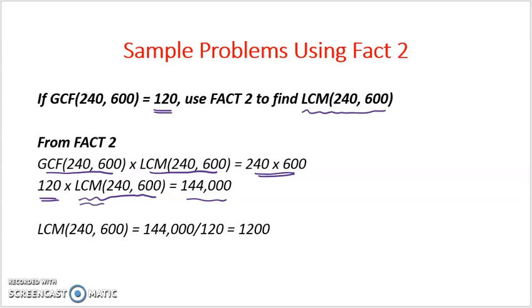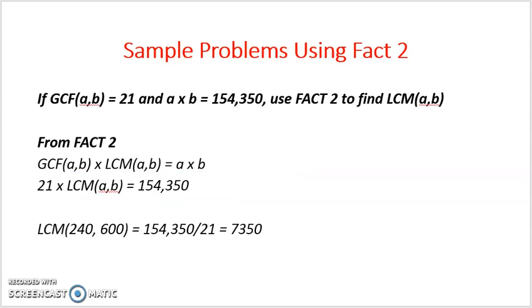If I'm trying to find this, I know that 120 times what I'm looking for equals 144,000. So if I'm solving that equation for the LCM, I get that the LCM equals 144,000 divided by 120, which equals 1200. So without actually finding the LCM, but just using this fact, I know the LCM of 240 and 600 is 1200.